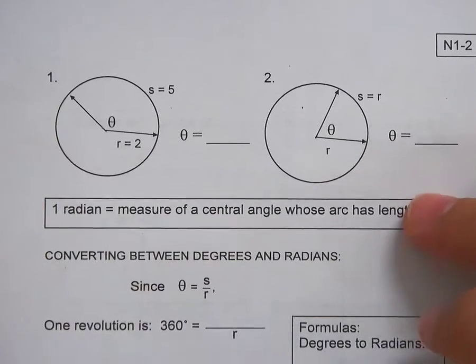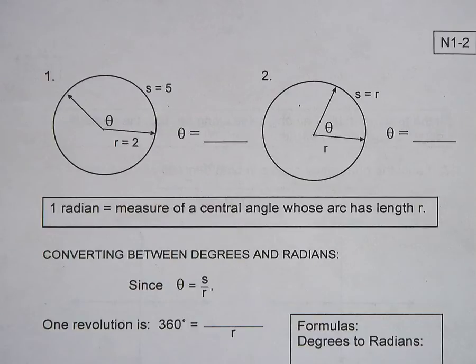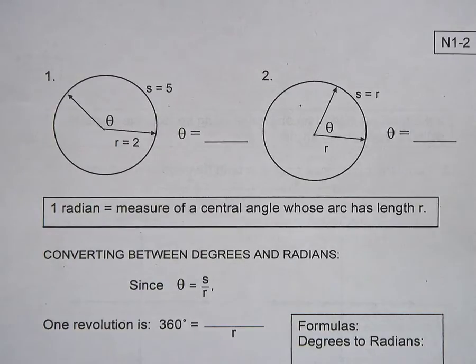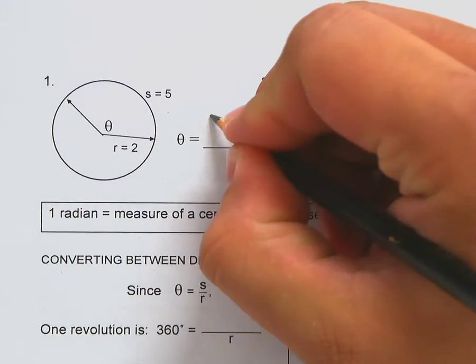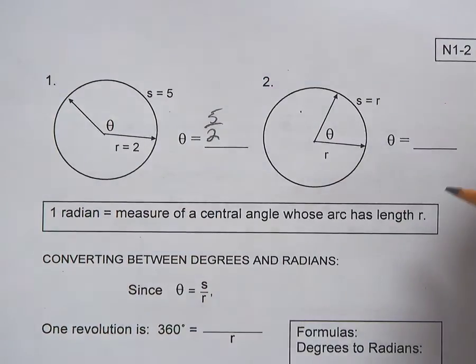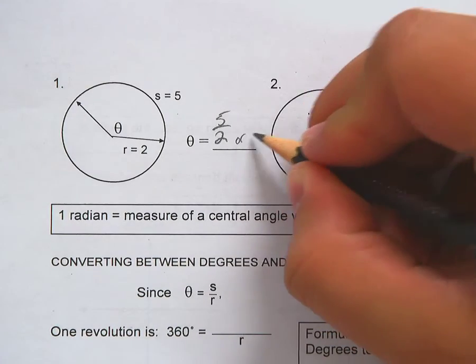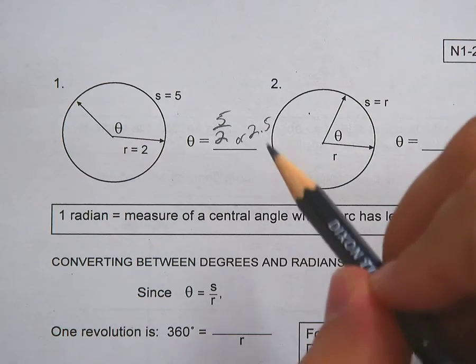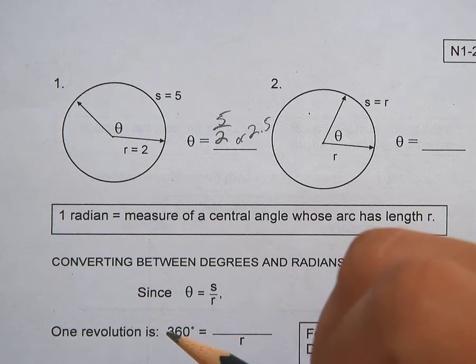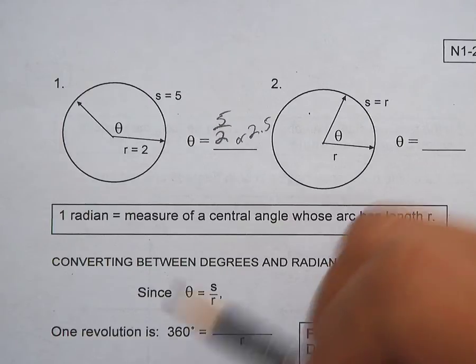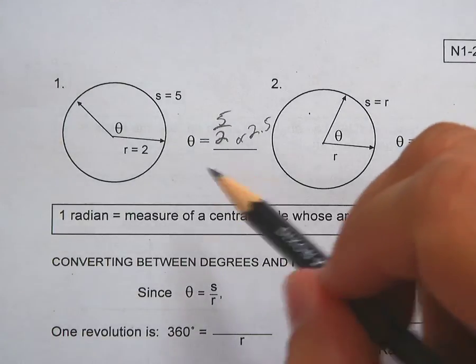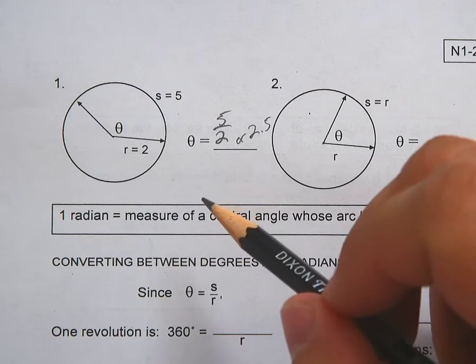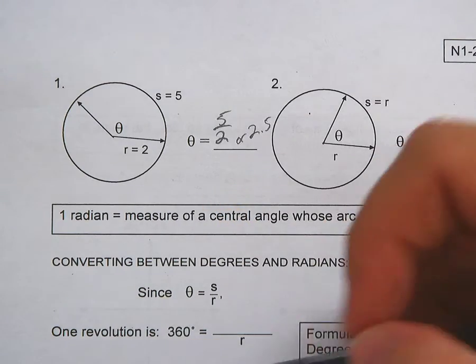So let's come up with some of these and try them. Number one, we're finding theta. We have an arc length of 5 and a radius of 2. Very simple, theta is going to be 5/2. You can write it as a decimal, but we don't end with decimals unless I give you a decimal. Note that if an angle is in radians, it has no units. It's just 5/2 or 2.5.